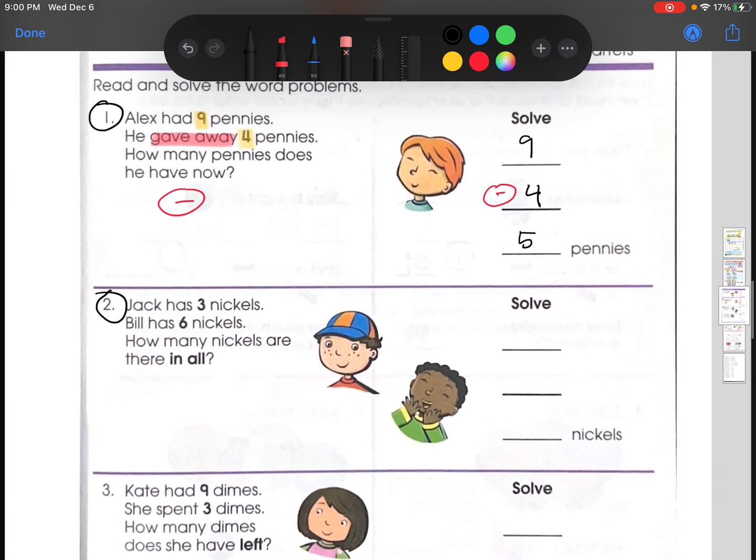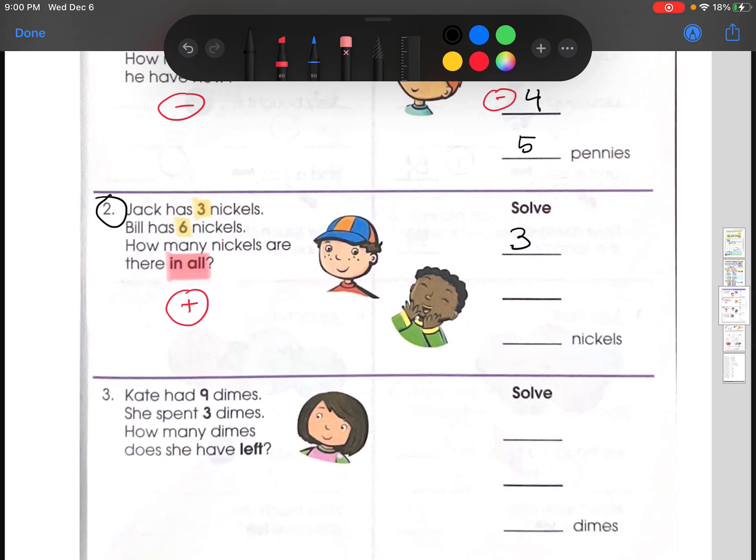Let's just do number 2. So Jack has 3 nickels, Bill has 6 nickels. How many nickels are there in all? Again, the indicating word here for the sign is bolded for you actually. It's in all, and that word actually means addition. So if we do the problem, first number is 3, and then Bill has 6, and because it's an in all question, we will be adding 3 plus 6, and you guys can figure the answer out.